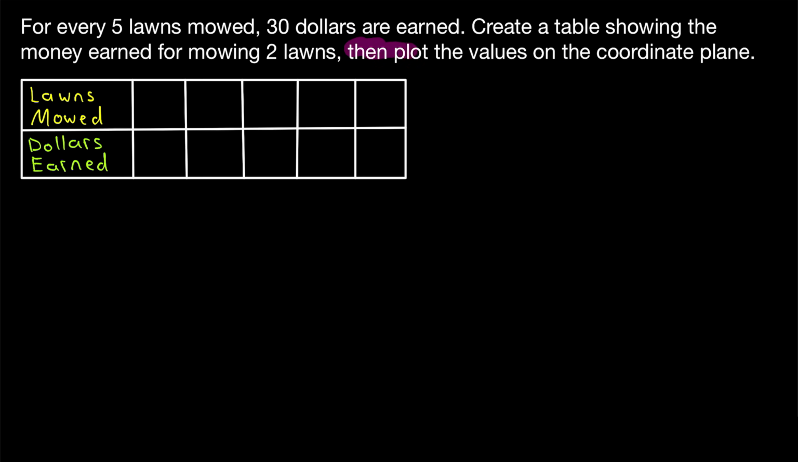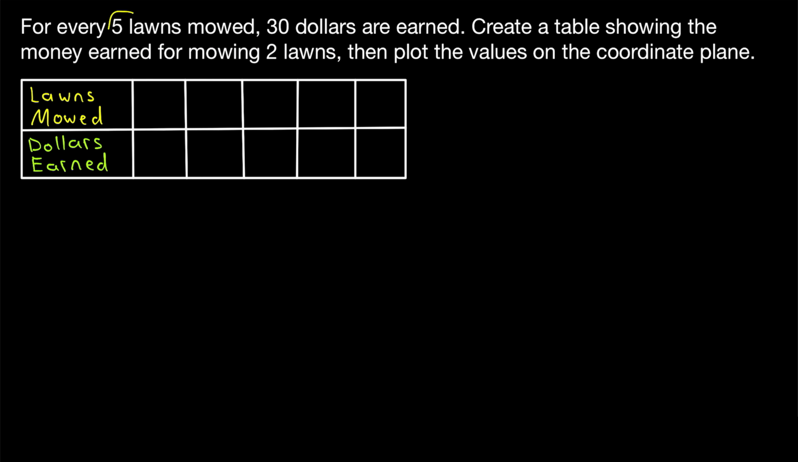It just says, then plot the values on the coordinate plane, but we don't know what values it wants us to plot. We're only asked to find one specific value, which is the money earned for mowing 2 lawns. So what values are we supposed to plot? Well, thankfully, since I'm here narrating the video, I can decide that we're just going to plot whatever values we come up with while creating this table.